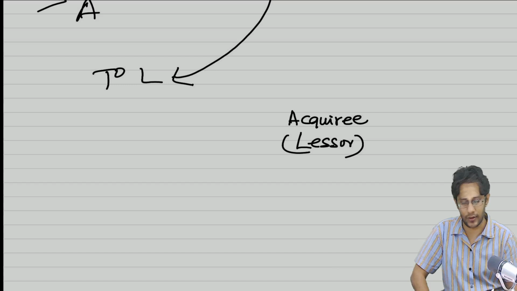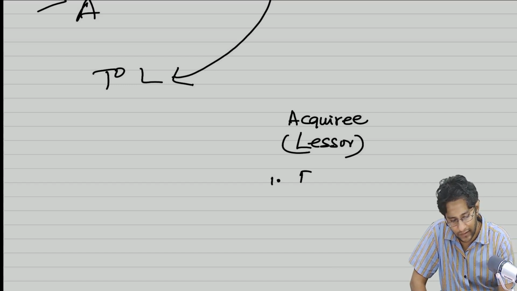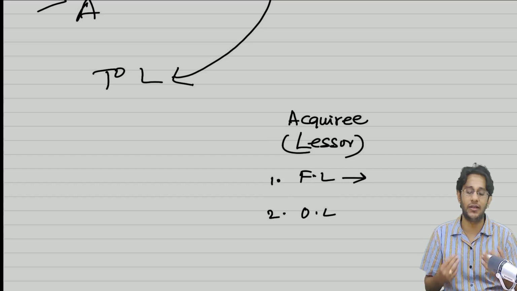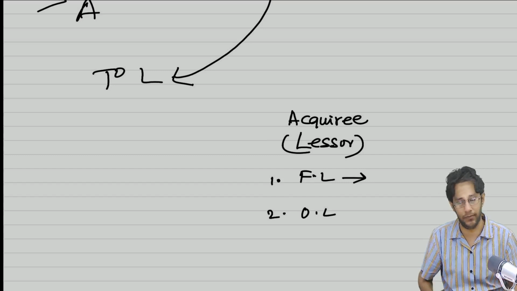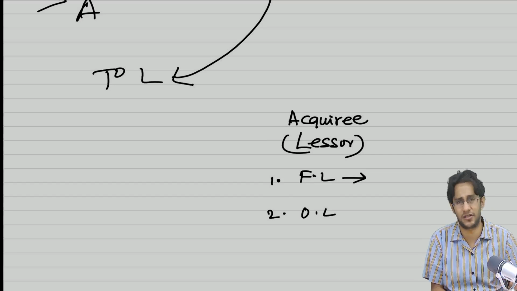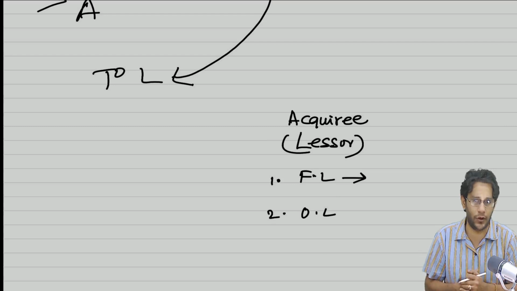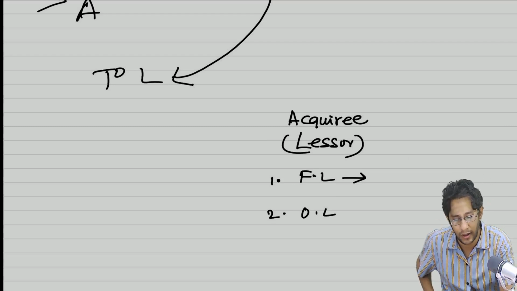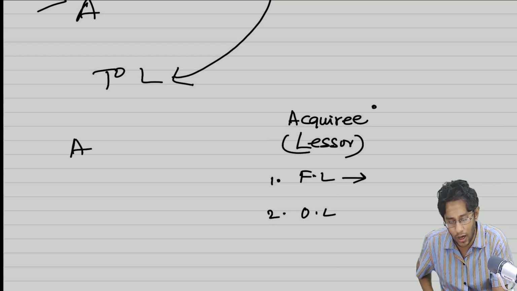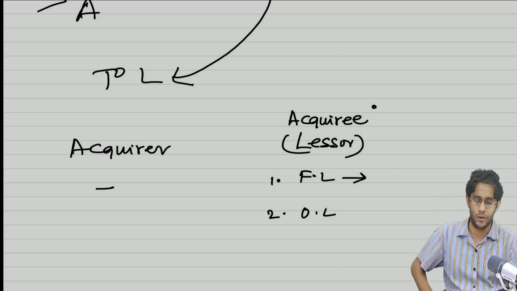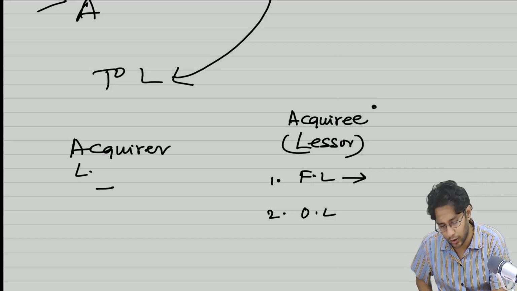If the acquiree is a lessor, again there are two cases: whether the lease is a finance lease or an operating lease. If the lease is a finance lease, the asset prima facie does not appear in the books of the acquiree. So there is nothing for you to take over other than the lease receivable. Lease receivable is a normal financial asset which will be measured at fair value on the date of acquisition. So the acquirer need not do any special considerations in this case, because if the acquiree is a lessor, you also will become a lessor.